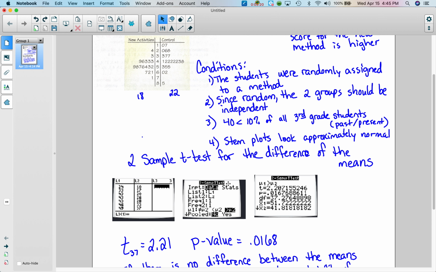Then when I set up my two sample t-test, instead of stats, I chose data because I actually had the data, L1 and L2.